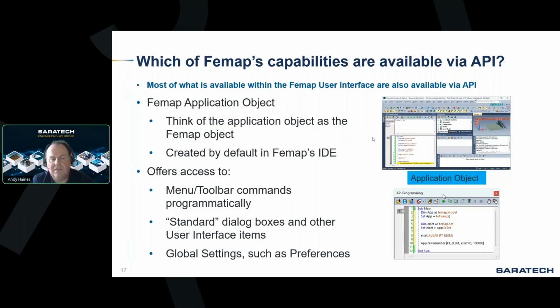So what does it give you access to? Basically, you can access all the menu commands and toolbar commands programmatically. And again, you just need to provide the given arguments so there doesn't have to be interaction from the user in order to help automate that process. It also gives you access to standard dialog boxes and other user interface items. So if you've been in Femap and you wanted to pick a location, specify a vector, specify a plane, you can just have it bring up Femap's dialog boxes that are specifically made to do those. So then you get all the methods and everything that's already in the interface from there. Also, global settings, such as preferences.